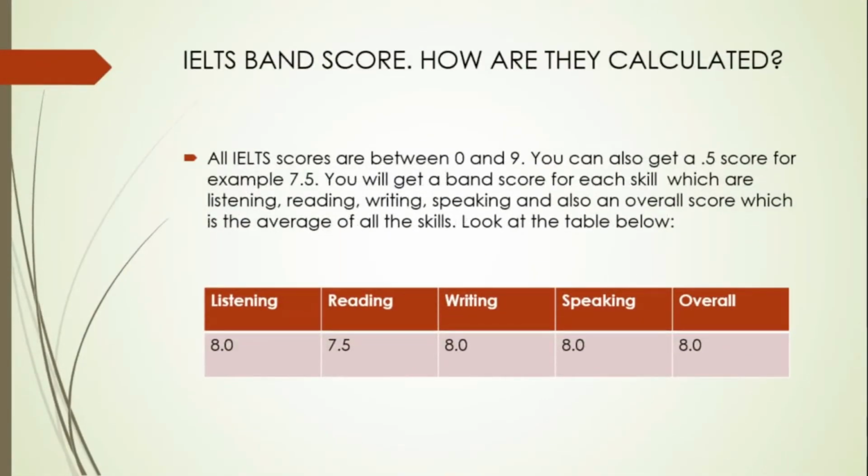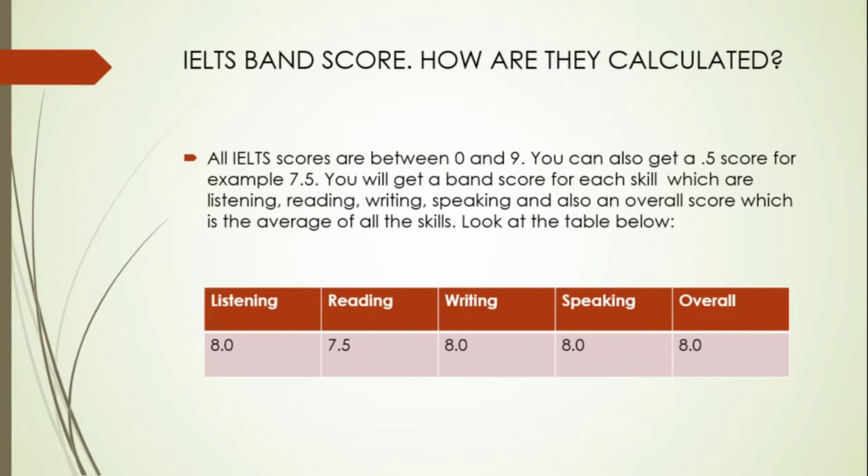So, let's look at the IELTS band score. What does band mean? Band simply means the marks that are given during the exam. How are they calculated? All IELTS scores are between 0 and 9. You can also get a 0.5 score, for example 7.5 or 8.5. You will get a band score for each skill, which are listening, reading, writing, and speaking. And you will also get an overall score, which is the average of all the skills.